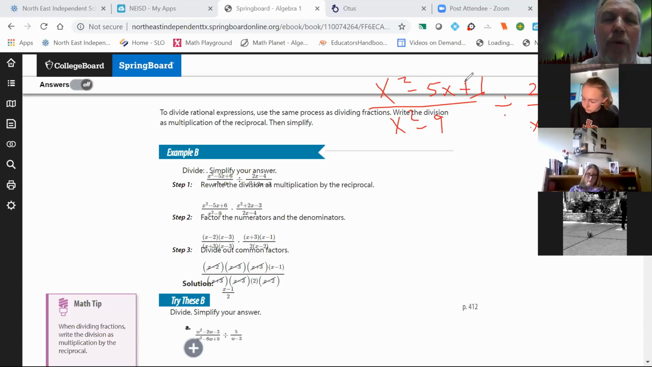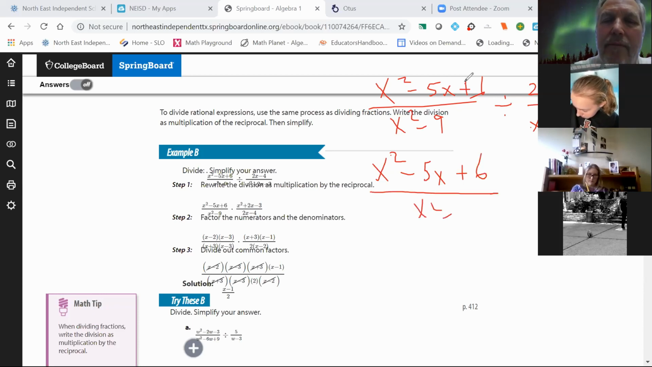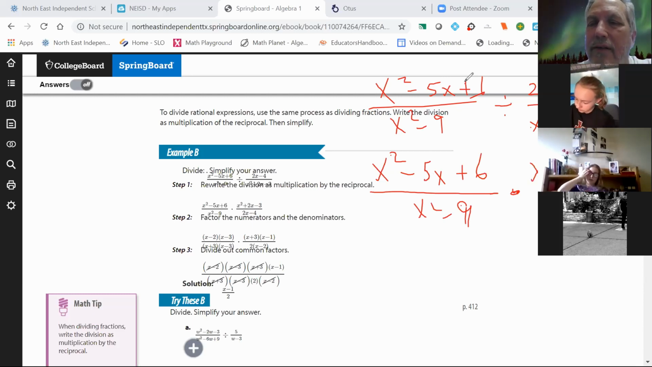So we're going to keep the first fraction. So that's going to be x squared minus 5x plus 6 over x squared minus 9. Then I'm going to change it to multiplication, and then I'm going to flip them. So I'm going to put the x squared plus 2x minus 3 over the 2x minus 4. Okay, so once I have that, now it's a multiplication problem like we did just a moment ago. So we go through and we look at these and we say, okay, is there a greatest common factor I can factor out here?